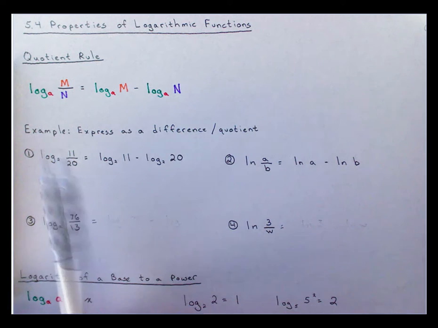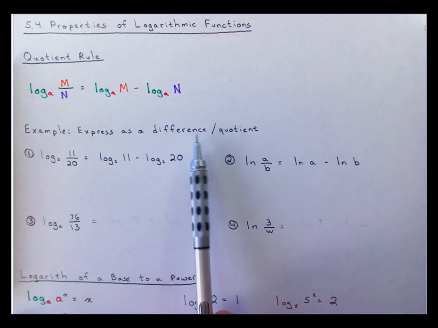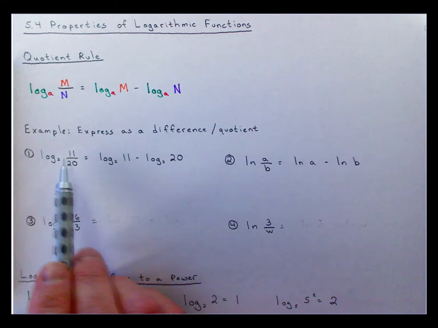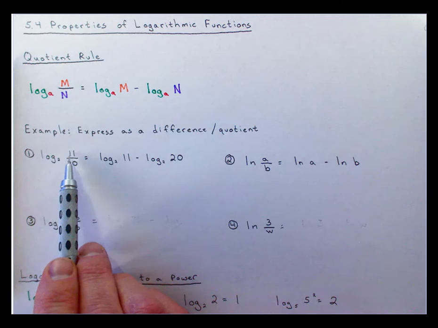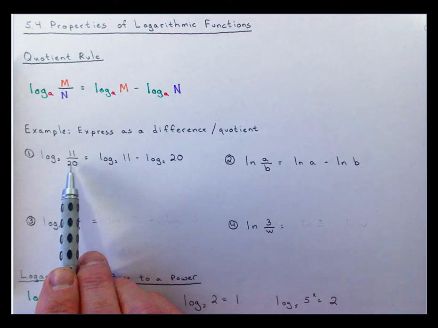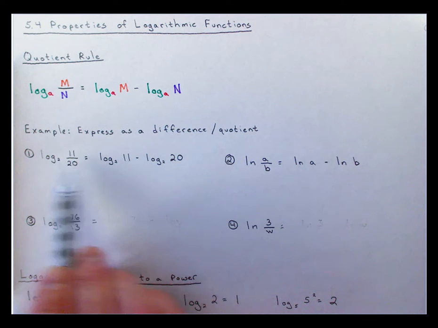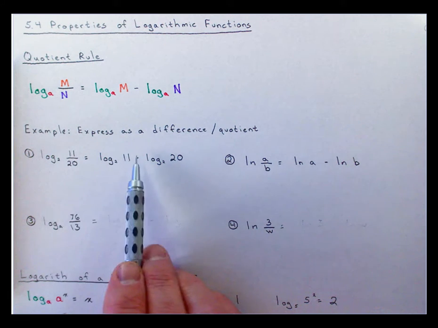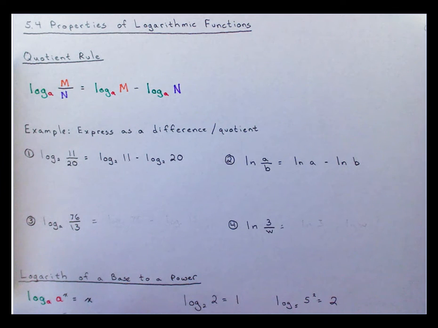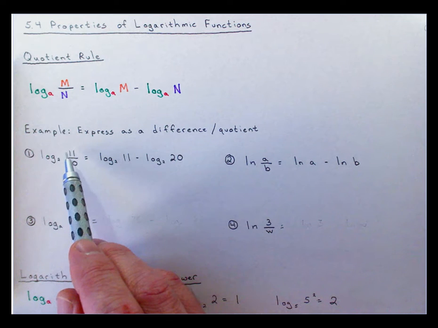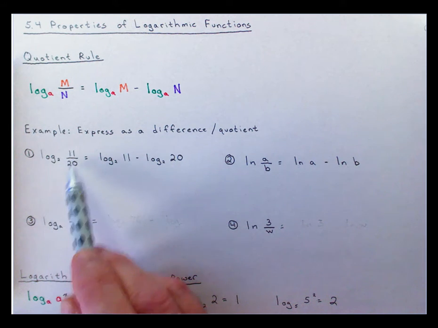Okay, so an example, express as a difference or a quotient, depending upon what I'm given. So for all of these problems, what I'm given is a quotient, and then I'll write it as a difference. My first one, I have log base 2 of 11 divided by 20. So I can write that as a difference. I can say log base 2 of 11 minus log base 2 of 20. And again, a numeric value is not what we're looking at. We're looking at being able to convert, to rewrite this logarithmic function.